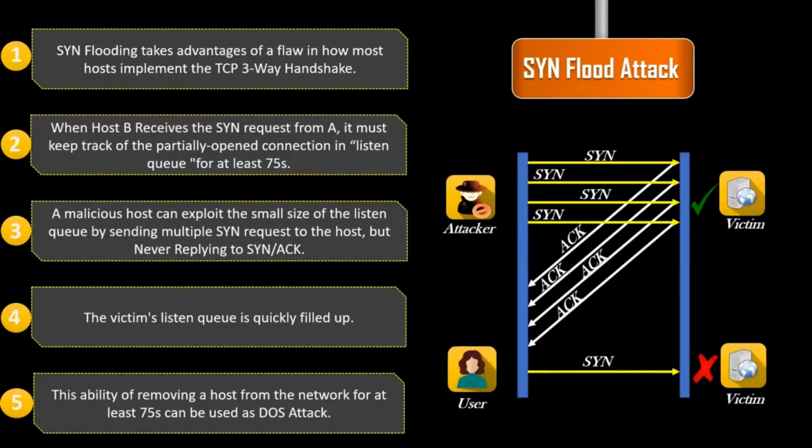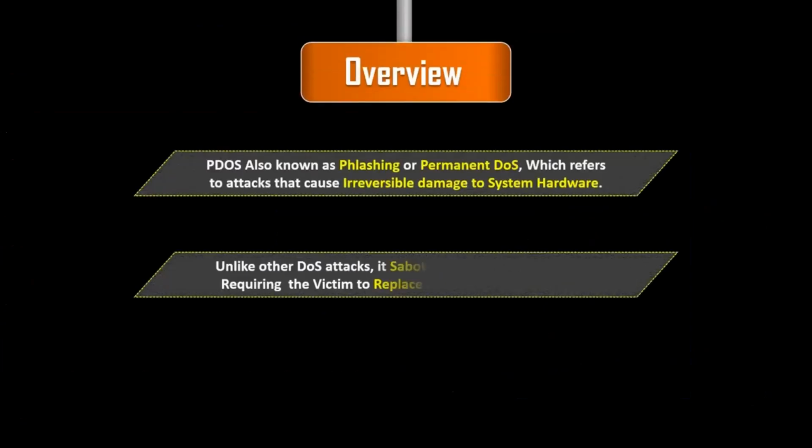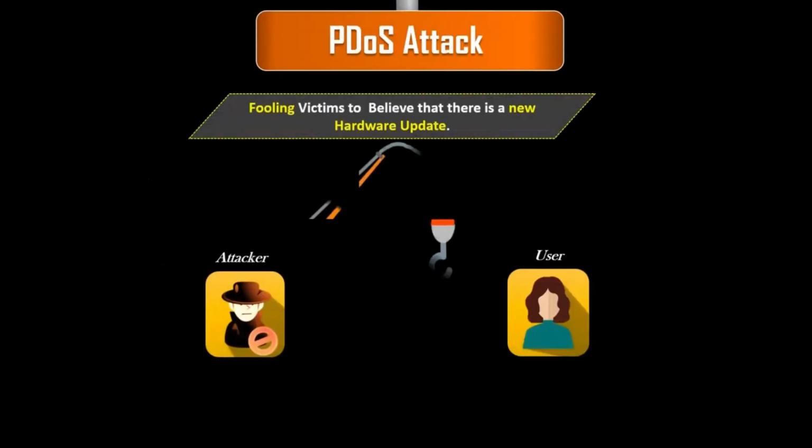So splashing is also known as PDOS, a permanent DOS. So let's now go over splashing. Splashing, or PDOS, is a permanent DOS, and this causes irreversible damage to the system, and it is likely done because of sabotage reasons or things like that. It's for when you don't want your user ever going back onto the system.